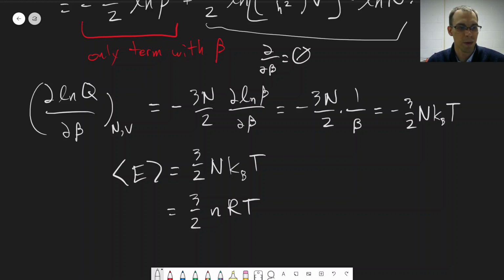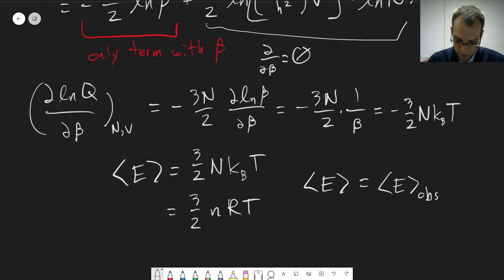What we postulate is that when we have a large ensemble, when we're looking at a lot of particles, the average energy that we calculate here is what we're going to observe. Sorry, that shouldn't have average brackets on it. But if we're looking at a big enough system of particles, our average energy is what we're going to observe. And so this is an example of how we can do a calculation with a partition function to find an average energy.